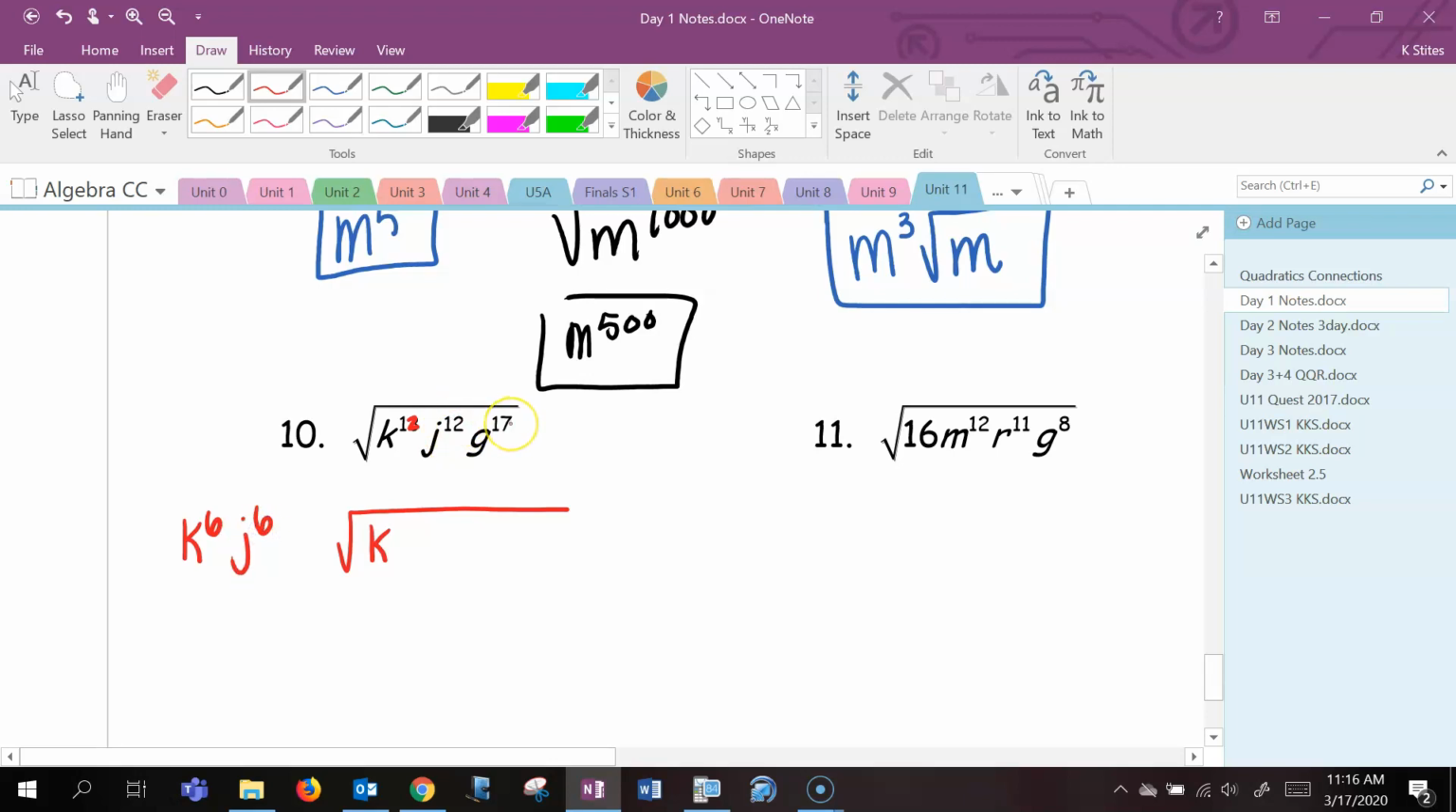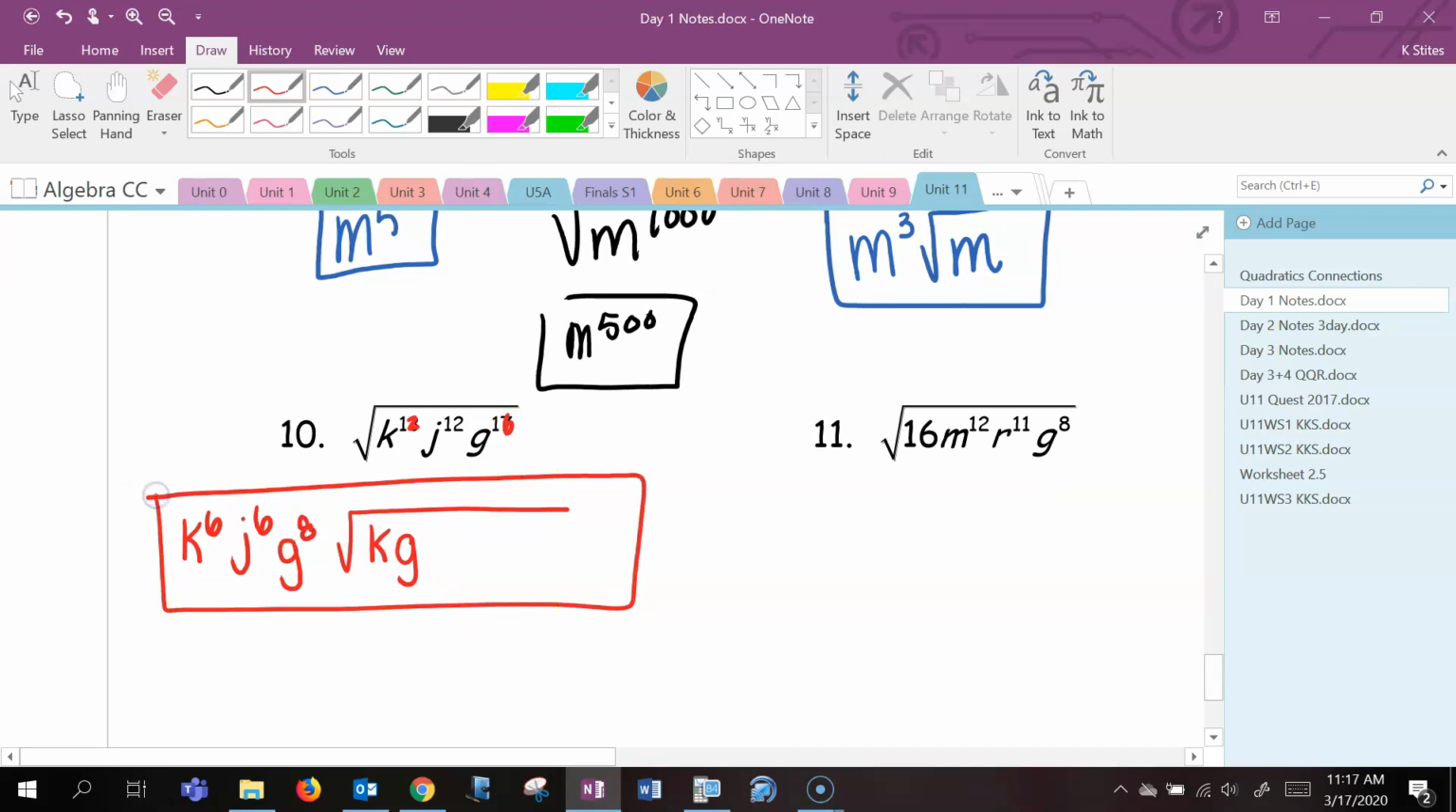G to the 17th, that's odd. Leave a g inside. That's the one that doesn't have a pair. Now you're down to 16. If you have 16 g's, you have 8 pairs. 8 come out. That's your answer.